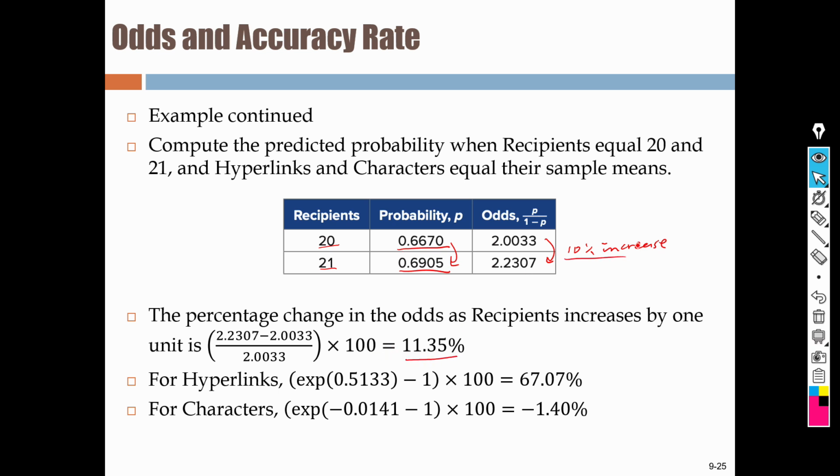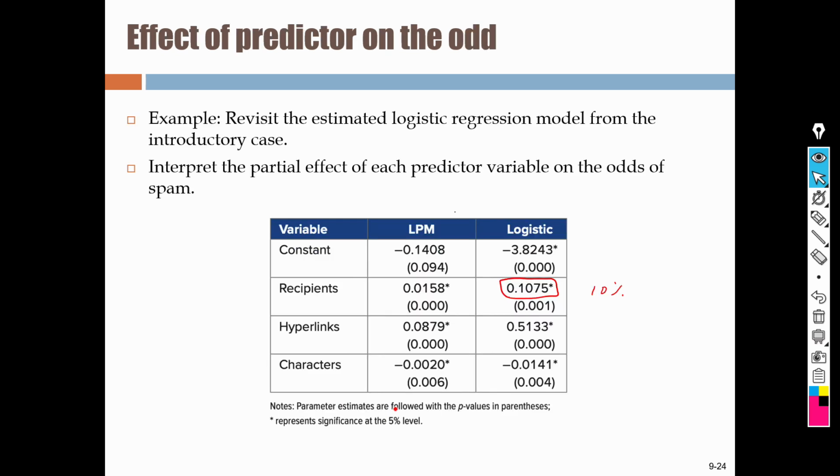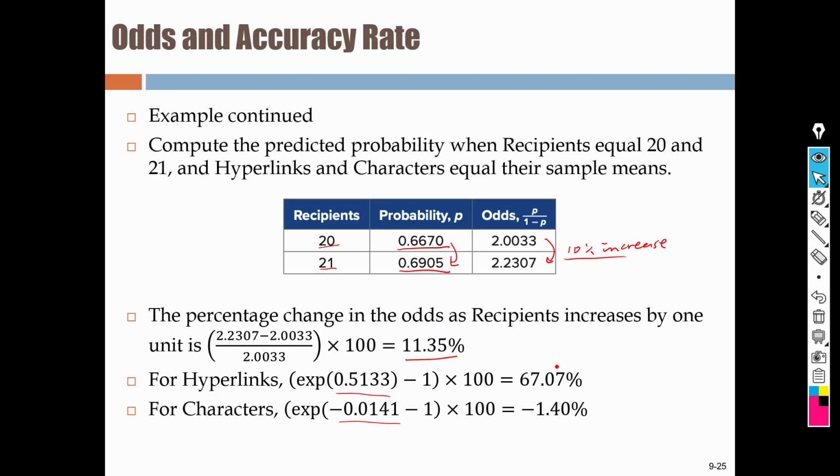And then hyperlink also has a probability change, this 0.5 and minus 0.014 is from here, right? Using this one, you can estimate how much the odds will change, but not in probability.